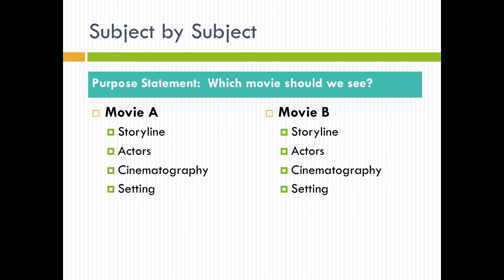The second way to set up a compare and contrast essay is by comparing subject by subject. So in this one, the purpose statement here would be, which movie should I see? And at that time, you would write all about movie A first and then write about movie B. You're still comparing them on the same things, so you're comparing their storylines, the actors that are in it, the cinematography and the setting, but you're only discussing the first movie first. And then once you finish that, then you discuss the second movie.